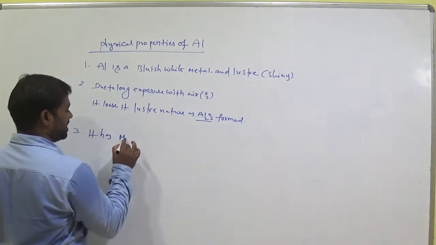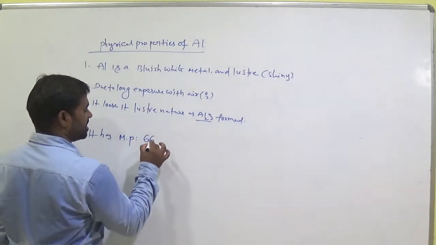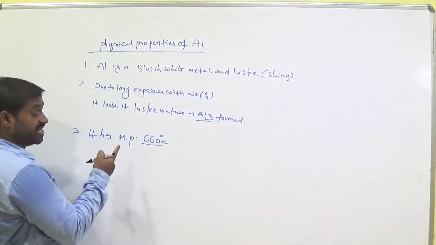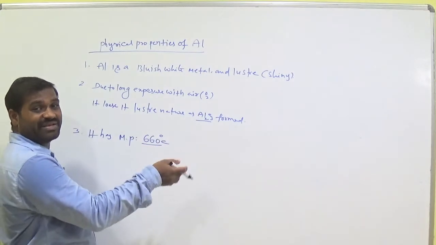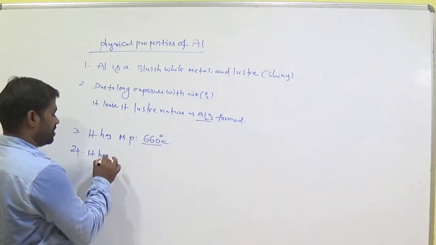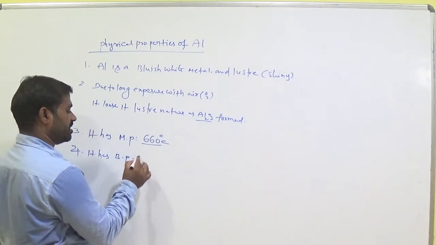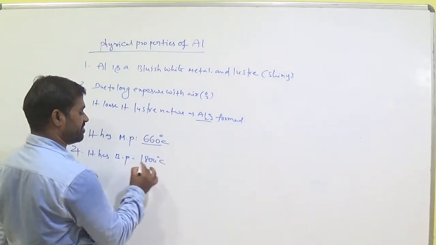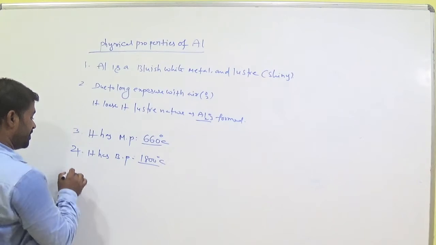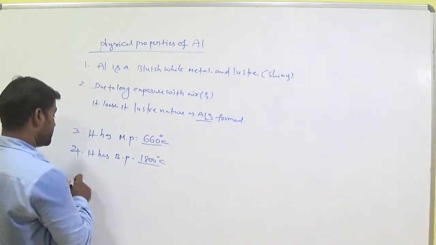It has a melting point of 660 degrees Celsius, a high melting point. At 660 degrees Celsius it melts, that means it is converted to liquid. It has a boiling point of 1800 degrees Celsius, at a very high temperature it will evaporate. Boiling means liquid evaporates. Okay.